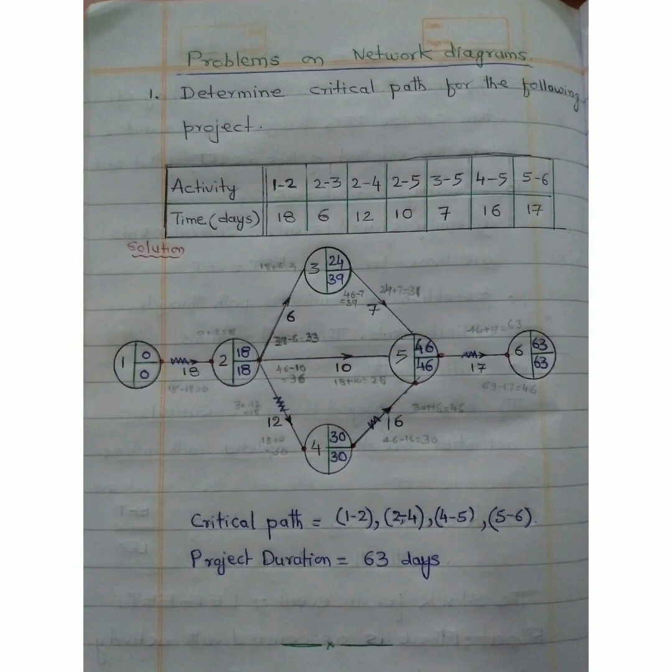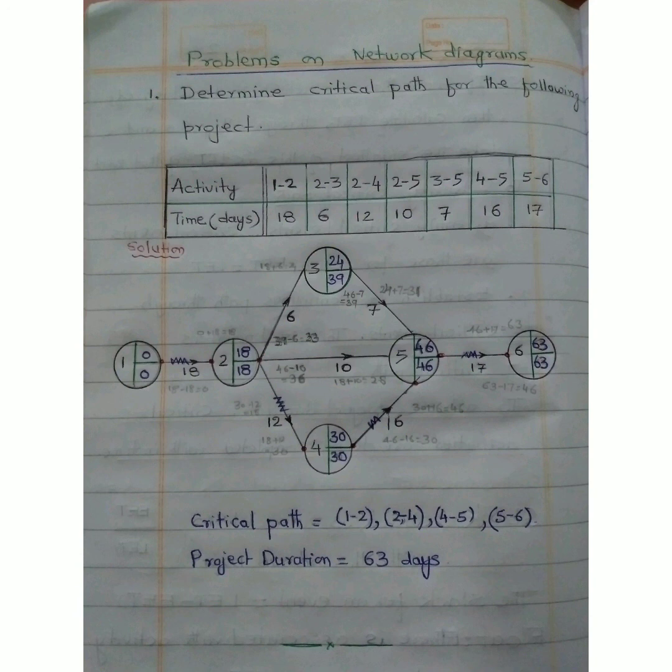Now let us calculate the slack for each event using the equation slack is equal to LET minus EET. We get slack as 0 for event numbers 1, 2, 4, 5 and 6, and for event number 3, it is 39 minus 24, which is equal to 15.